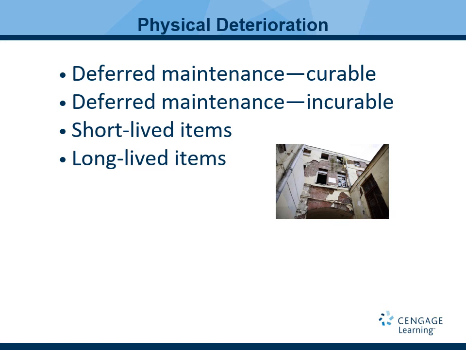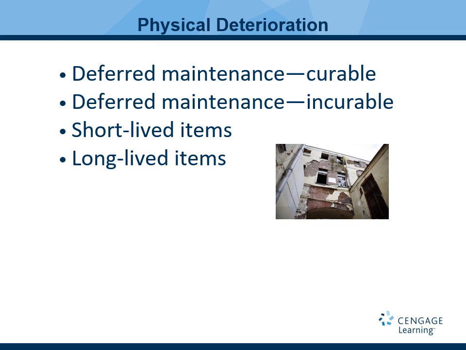So these would be things like water heaters, heating and air conditioning systems, HVAC systems, the roof. These are short-lived items. Eventually, you're going to have to replace them. I mean, this also applies to things like appliances, whether it's the dishwasher or the stove or the refrigerator.